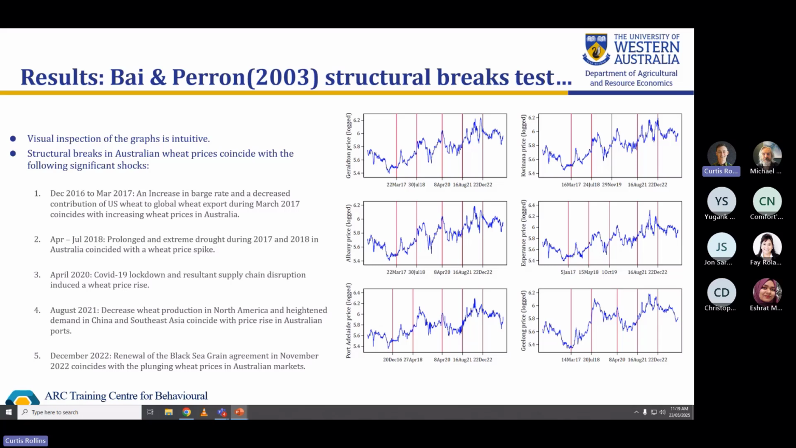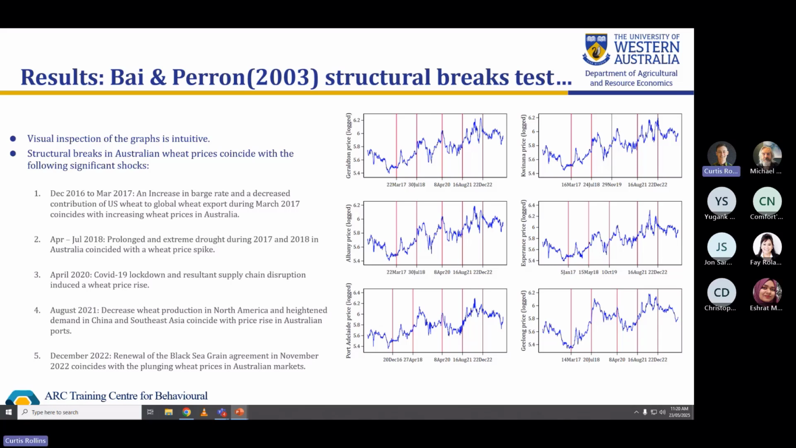What that did is that it increased the price of US wheat, and that reduced the contribution of US wheat to the global market, and that created higher demand in the global market, and that maybe increased Australian wheat prices. So the next one is April to July 2018. That is a significant yield loss period due to extreme and prolonged drought in Australia. So that created the upward movement of prices for Australian wheat.